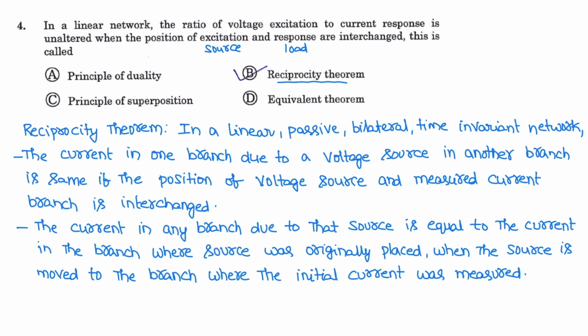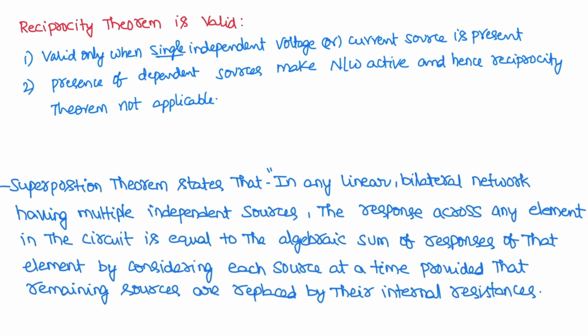Next, just take a note of the superposition theorem. This superposition theorem states that in any linear bilateral network having multiple independent sources, the response across any element in the circuit is equal to the algebraic sum of responses of that element by considering each source at a time, provided the remaining sources are replaced by their internal resistances.